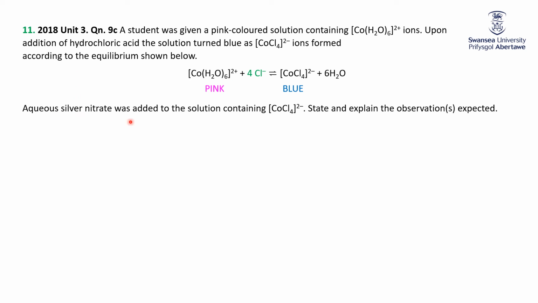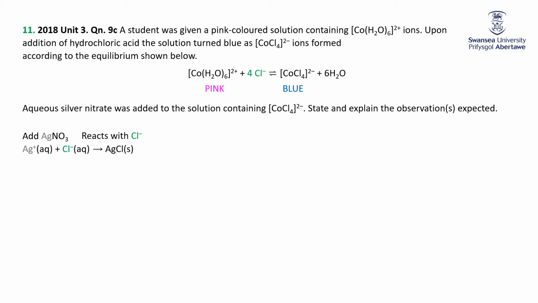Anyway, aqueous silver nitrate was added to the solution containing CoCl4 2-. So we got a blue solution. Of course, that blue is in equilibrium with the pink, but there is more blue than pink, so it looks blue. Anytime you see silver nitrate, you need to think halides, because silver plus reacts with halides, in this case chloride, to make the insoluble silver halide. So the silver ions will pick up any chloride in solution and precipitate it out as AgCl.